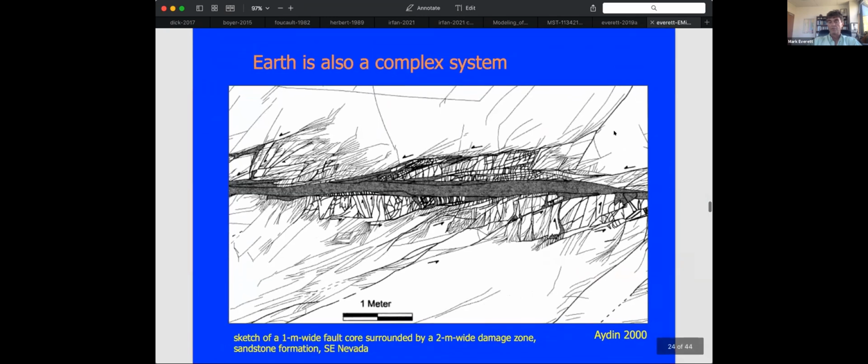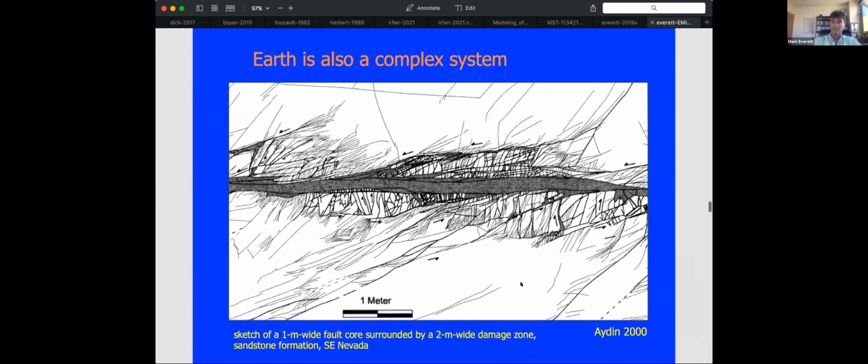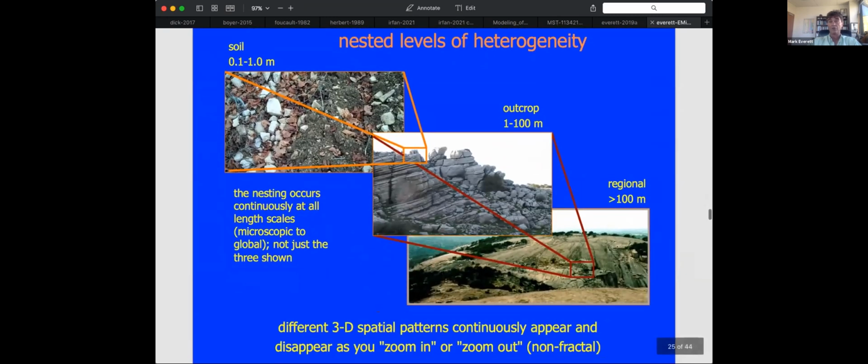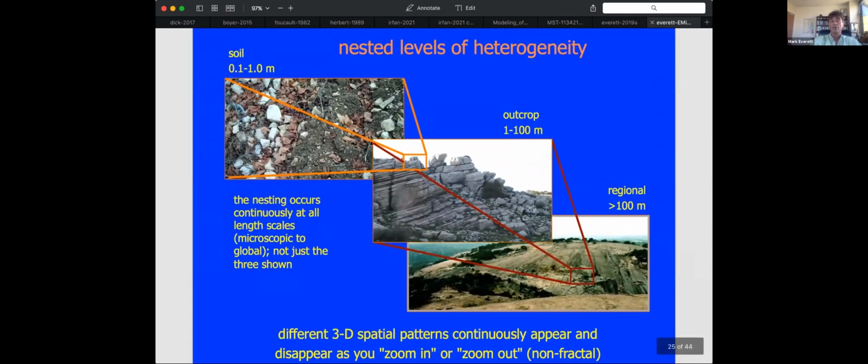Okay, so changing gears a little bit more. Here's somebody who's mapped a fault, and you can see that this fault is really complex. And in fact, Earth has complexity at all different levels of scale. So you look at a soil, you see heterogeneity. You zoom out, you look at an outcrop, you see a different type of heterogeneity. Even the regional structure has different heterogeneity.